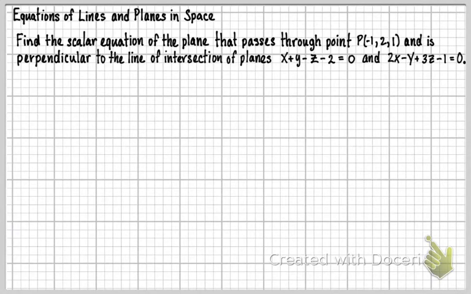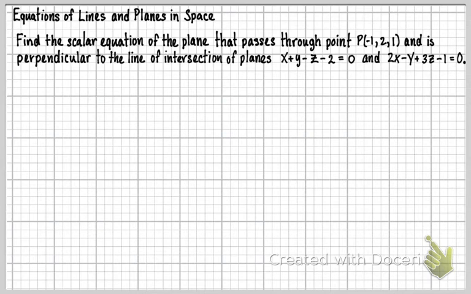Find the scalar equation of the plane that passes through the point (-1, 2, 1), and is perpendicular to the line of intersection of the planes x + y - z - 2 = 0 and 2x - y + 3z - 1 = 0.